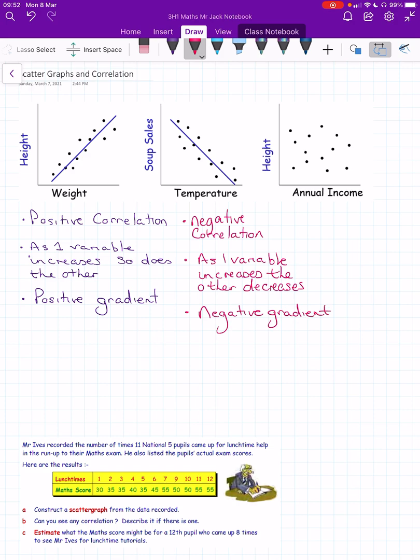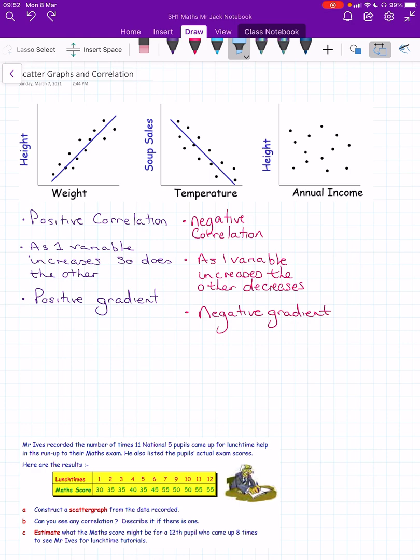There's one other possibility, of course, and that is there is no relationship whatsoever between the two variables. In this particular example, I would hope that you know that there is absolutely no relationship between your height and your annual income. Just because you're tall doesn't mean you're going to earn big money or small money. Just because you're a bit smaller, below average height, doesn't mean you're going to earn big money or small money. There is no relationship there whatsoever.